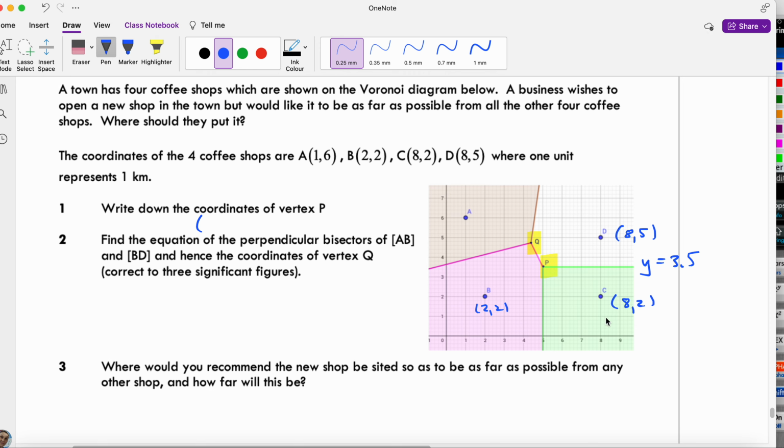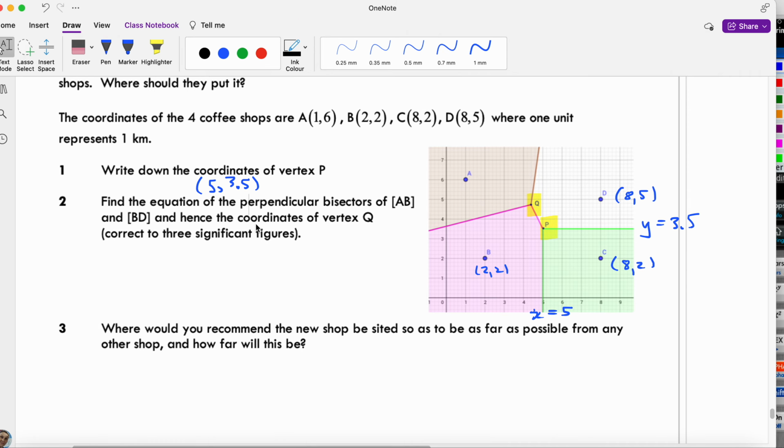So this is at 2, 2, and this is at 8, 2, and so this equation, it's a vertical line, is x equals 5. Okay, so this is your x, this is your y, and so the coordinates of your point P are just going to be 5, 3.5.